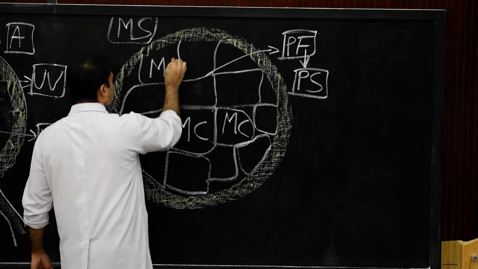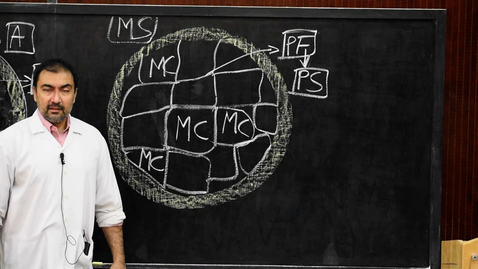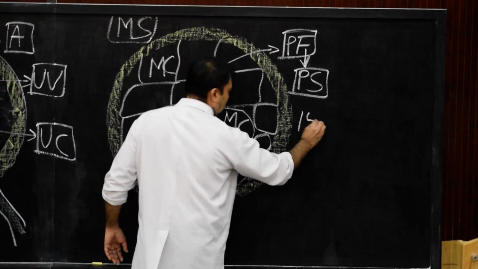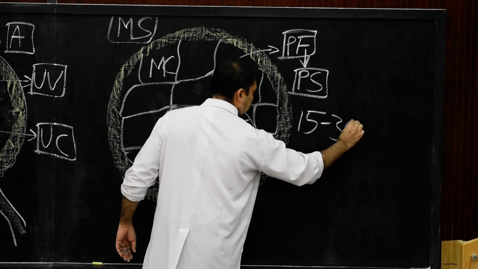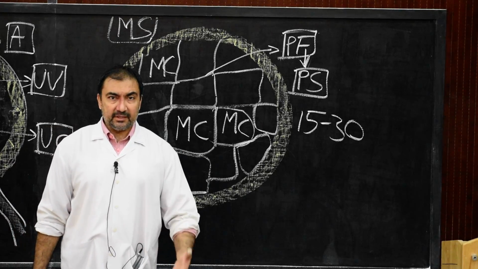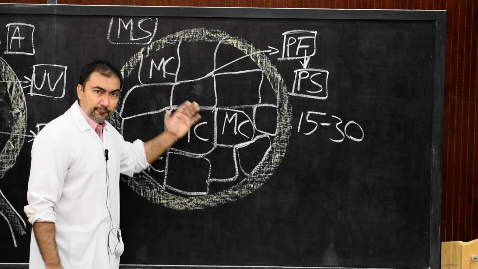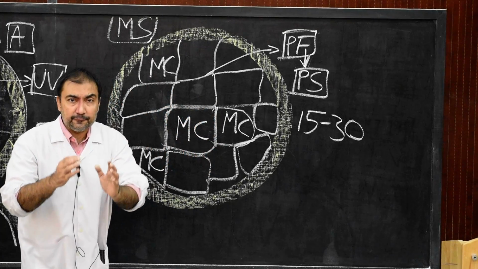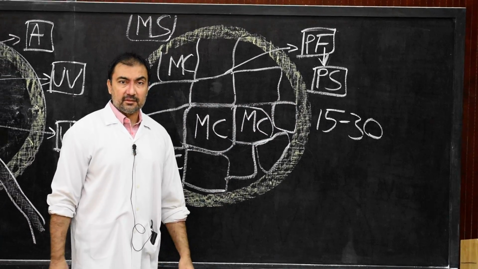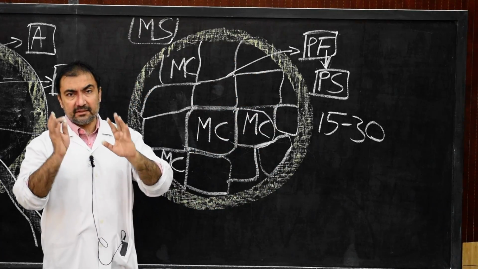They are called maternal cotyledons. How many are there? These maternal cotyledons will be around, please note down, 15 to 30. These are all 1 mark question answers, maybe, or MCQs. So maternal cotyledons are polygonal areas found on the maternal surface of the human placenta at full term. There are around 15 to 30 maternal cotyledons, each separated by placental fissures, and the fissures will contain placental septum.